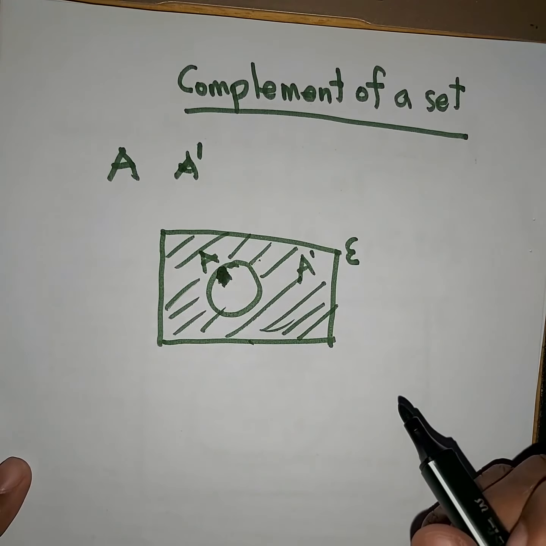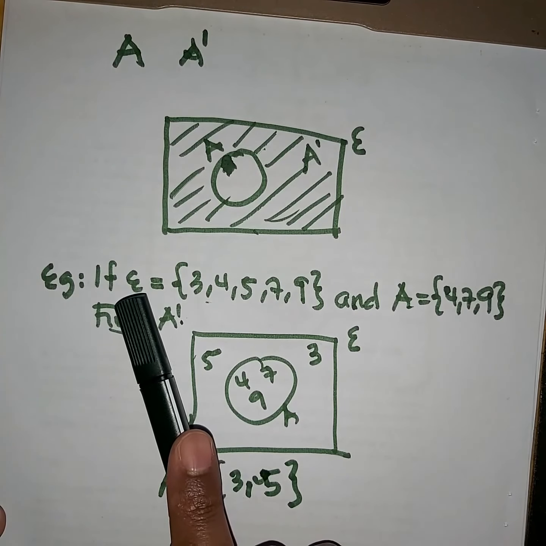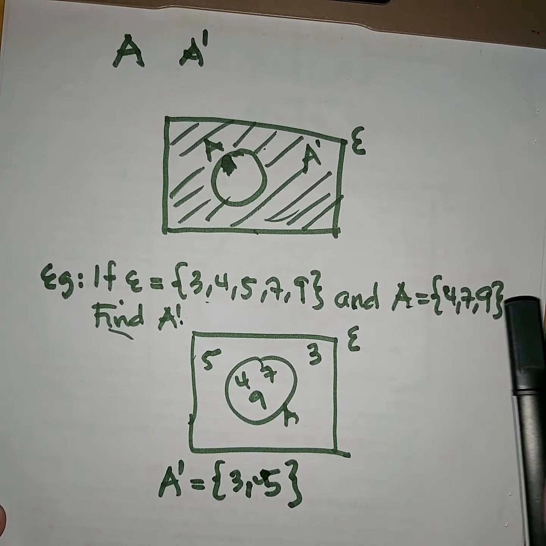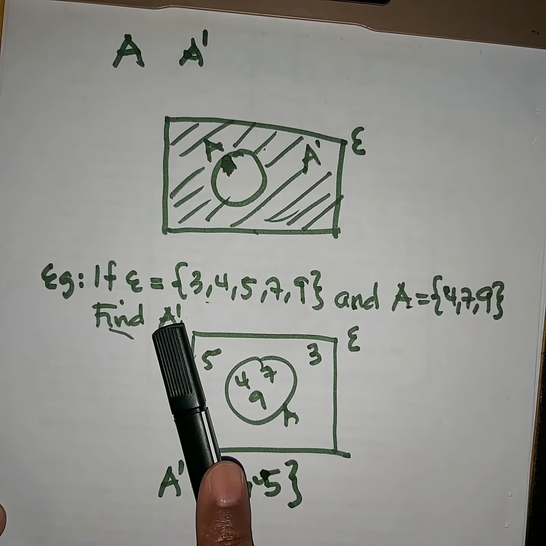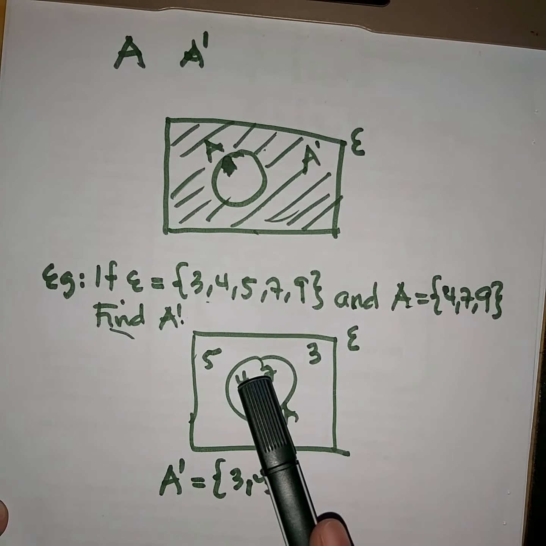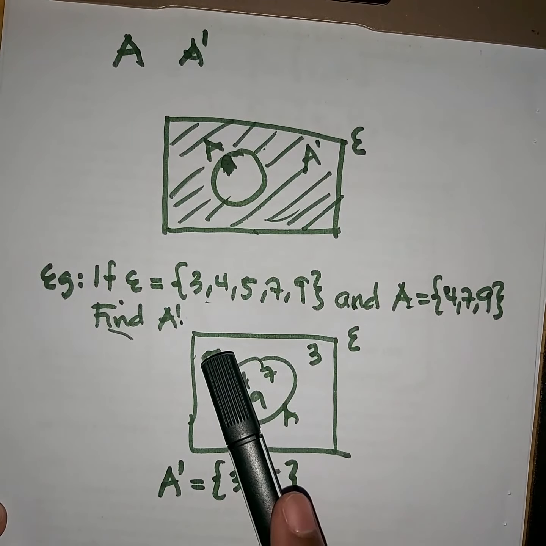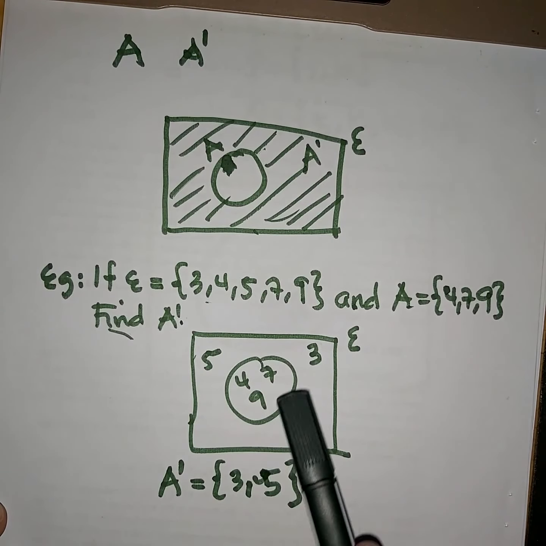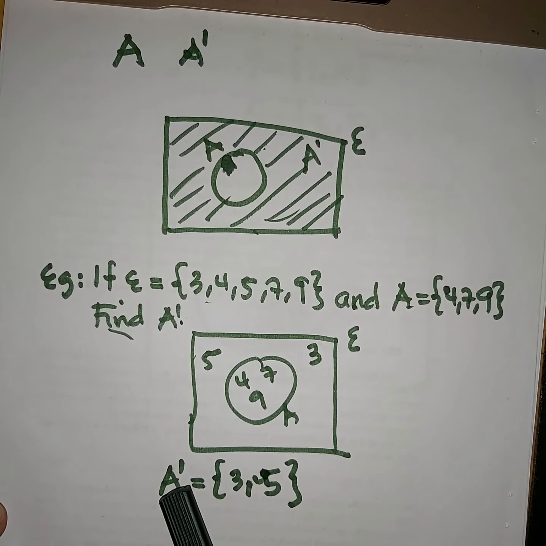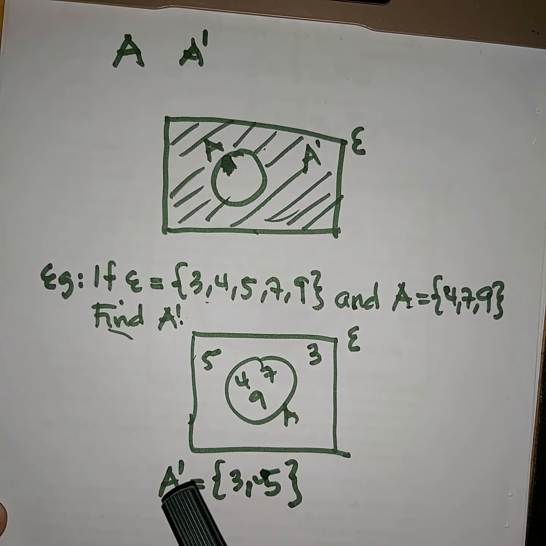Okay, let's look at an example. If the universal set is equal to the set 3, 4, 5, 7, 9, and set A is 4, 7 and 9, find A complement using a Venn diagram. Set A has elements 4, 7, and 9. So inside the universal set, 3 and 5 are outside set A. So 3 and 5 are the elements not found in A, that is, A complement.